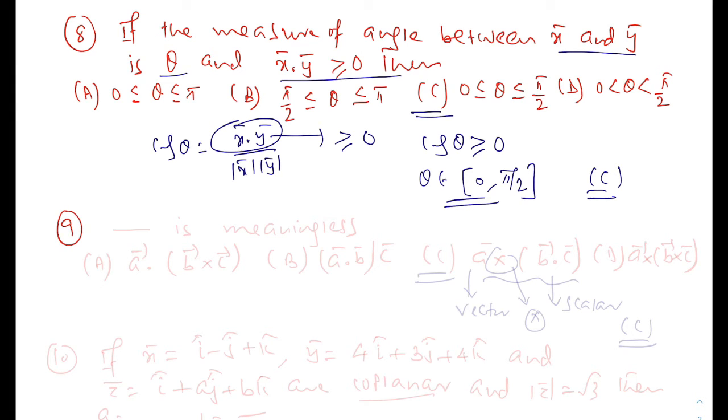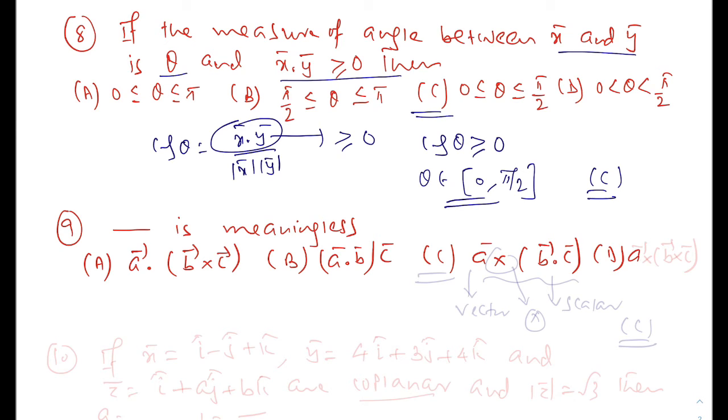Next, blank is meaningless: A dot B cross C, A dot B C, A cross B dot C, A cross B cross C. So you can observe this. The meaningless one is this one, because this is the scalar and this one is a vector, and you cannot have a cross product between a vector and a scalar, so this is meaningless. Okay, so the C option is there for the meaningless.